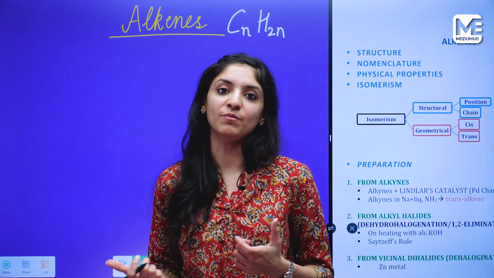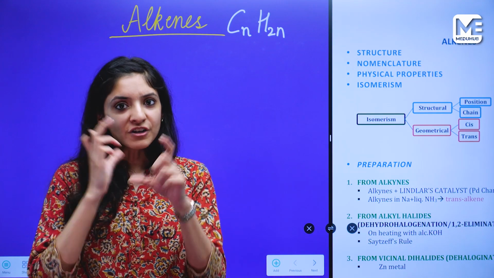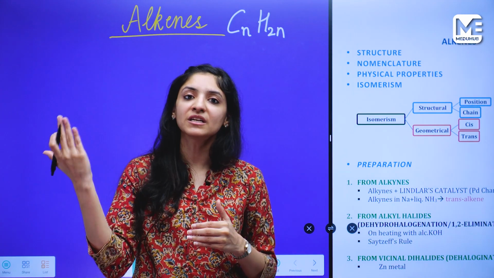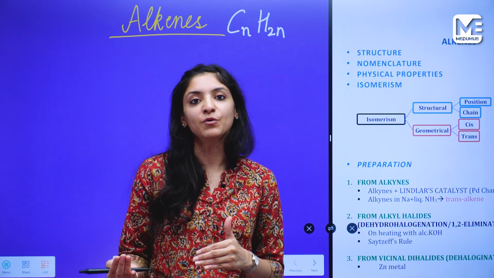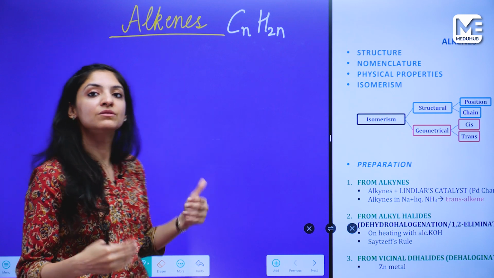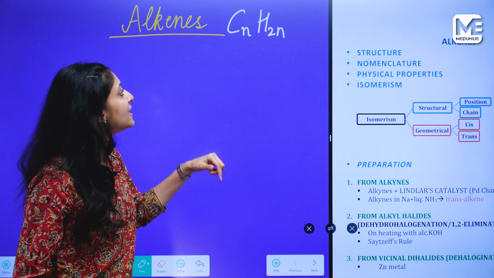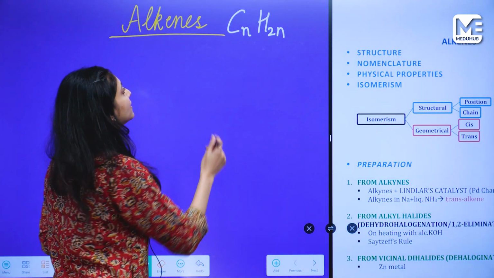Olefins means oil forming. This is because the first member of alkenes, that is ethene, when it was initially found, formed an oily substance with chlorine or bromine. That is the reason alkenes are also known as olefins. Let us see how we are going to name alkenes.